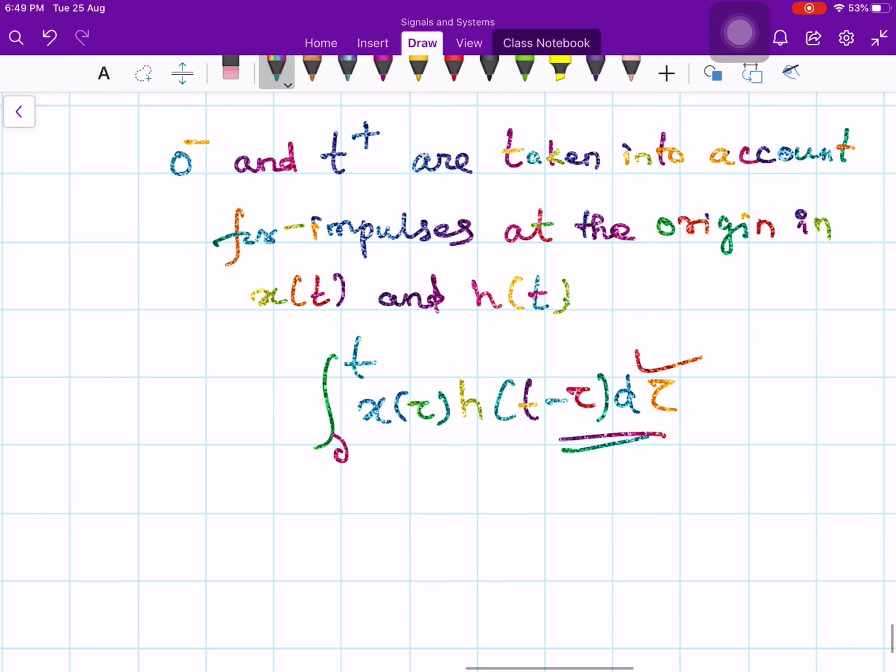Okay, so let me stop at this point. In the next class I will consider some examples to illustrate these ideas, how this convolution integration has to be done. Okay, so let me stop at this point.